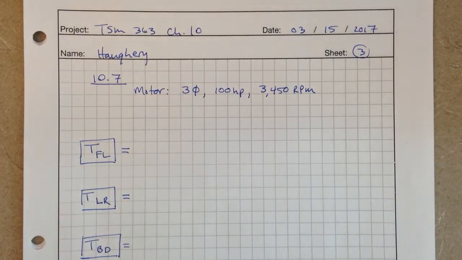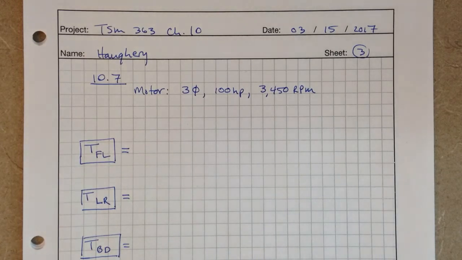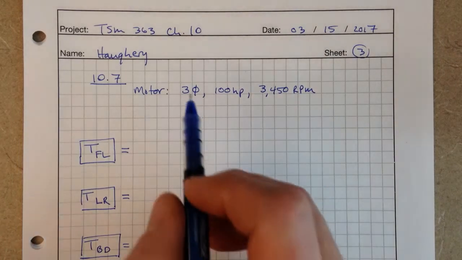Moving to problem 10.7, we have a motor, 3-phase, 100 horsepower, and it has a 3450 RPM. So these are the nameplate values that we have stamped on the nameplate. The first question we want to look at is what will be the full load torque of this motor. If we run the motor at full load, what torque will be produced by a 100 horsepower motor with a 3450 rotational speed?